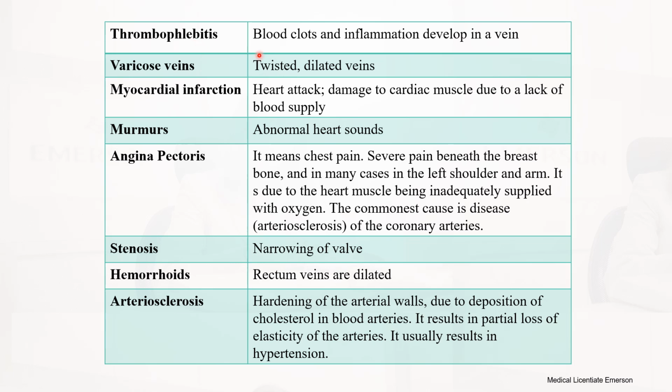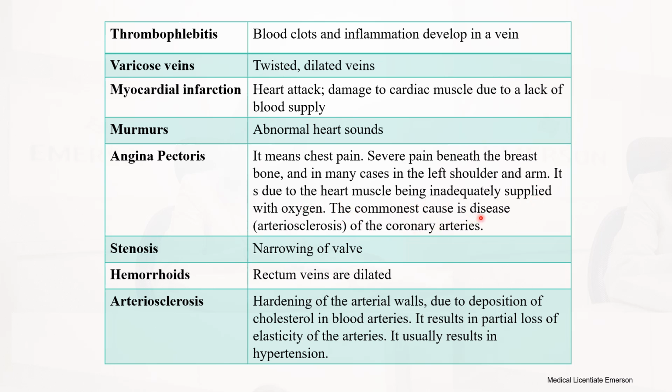Then you have thrombophlebitis, which is a blood clot and inflammation developing in a vein; varicose veins, twisted and dilated veins; myocardial infarction, known as a heart attack, damage to the cardiac muscle due to lack of blood supply. Then you have murmurs, which are just abnormal heart sounds. You have angina pectoris, which is chest pain, very severe pain beneath the breastbone, and in many cases in the left shoulder and arm. Meaning there is radiation of pain in the left shoulder and arm, and it's due to the heart muscle being inadequately supplied with oxygen.